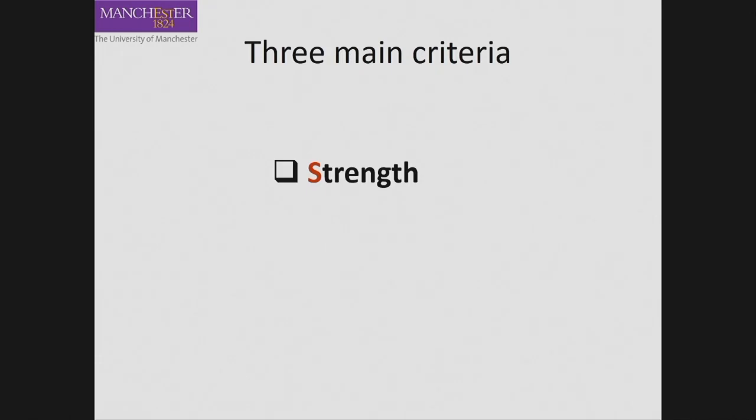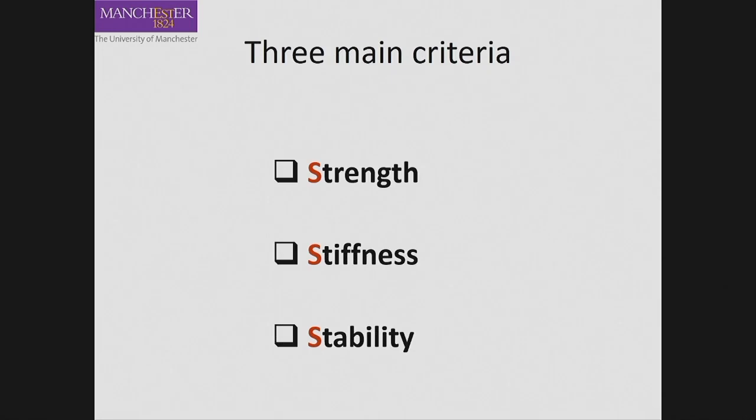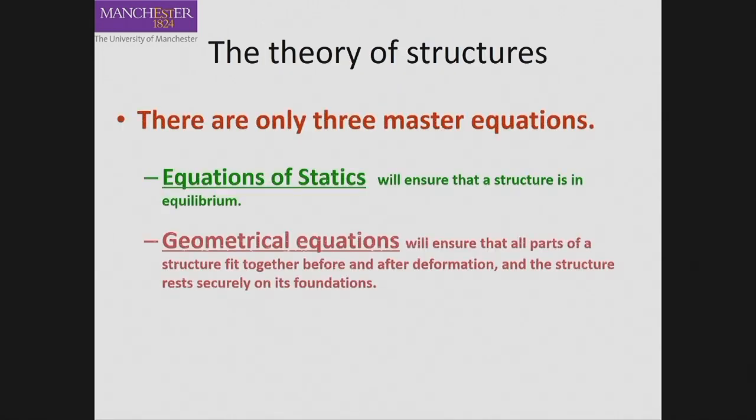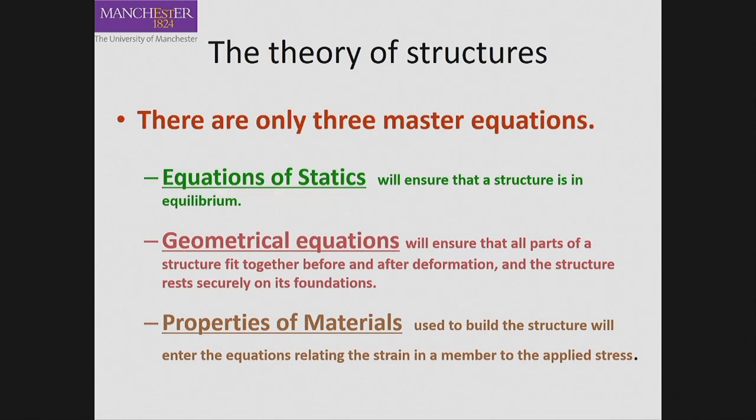So there are three main criteria, again, as I said: strength, stiffness, and stability. These three are related to the three broad questions with the river crossings that I spoke of earlier. And the good thing is that, as this is a very mature subject, the theoretical part is much more streamlined. Believe it or not, the whole subject of structures can be solved with three sets of equations.